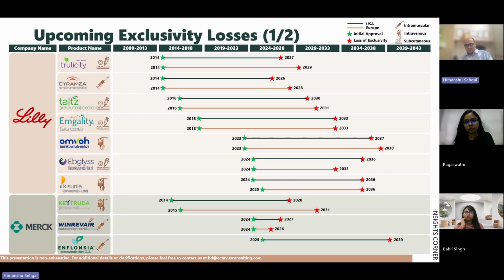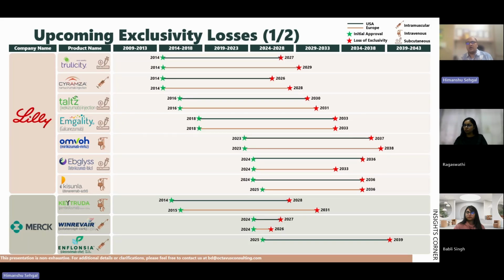Now, one of the very big names on the first slide is Keytruda. I want to emphasize that. It's again a near-term patent loss. Obviously, Merck is working on different LCM strategies to elongate or prolong the exclusivity for Keytruda. But yeah, 2028 is not too far. For the last 2 to 3 years, Keytruda has been one of the most sold products, right? So there's going to be a huge impact on Merck.